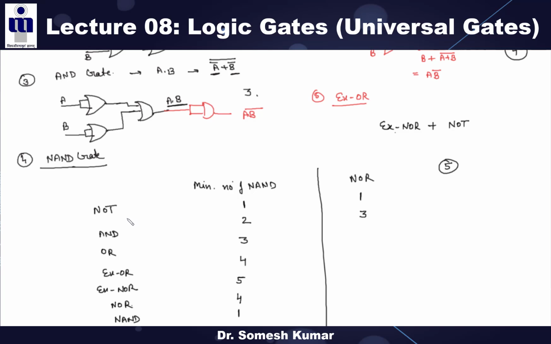For the NOR gate, to make the NOT gate, 1 NOR gate is needed. For the AND gate, 3 NOR gates are needed. For the OR, 2. For the XOR, 5. For the XNOR, 4. Only this is reversed. For the NOR, 1 itself, it is NOR. For the NAND, it is 4. Clear?